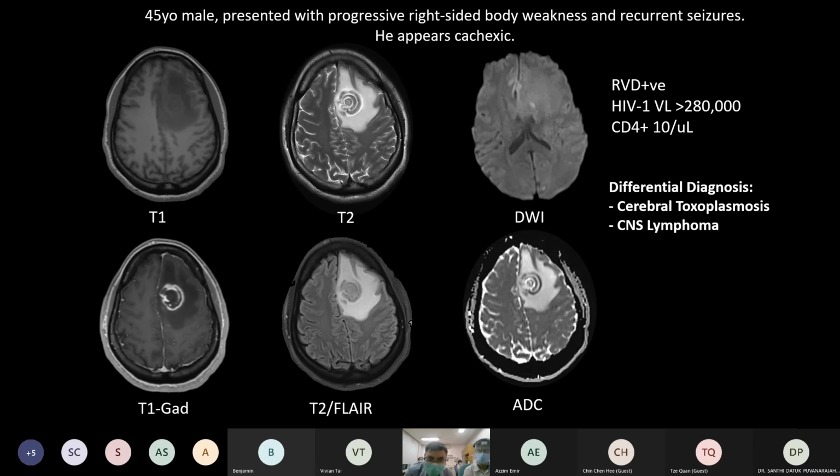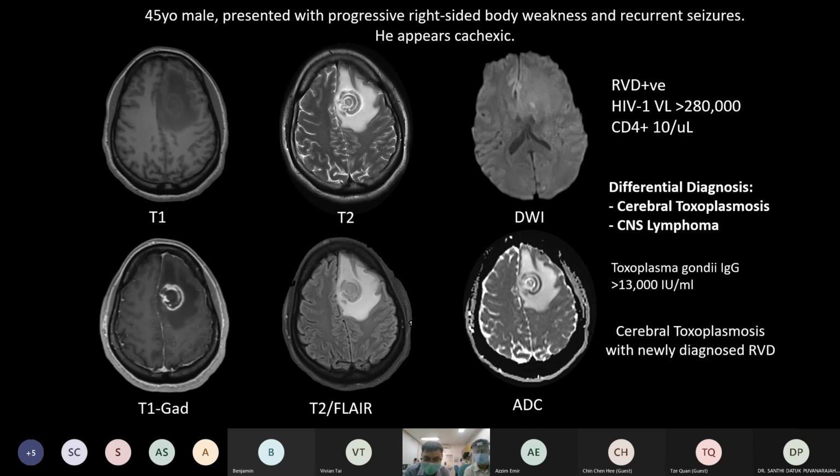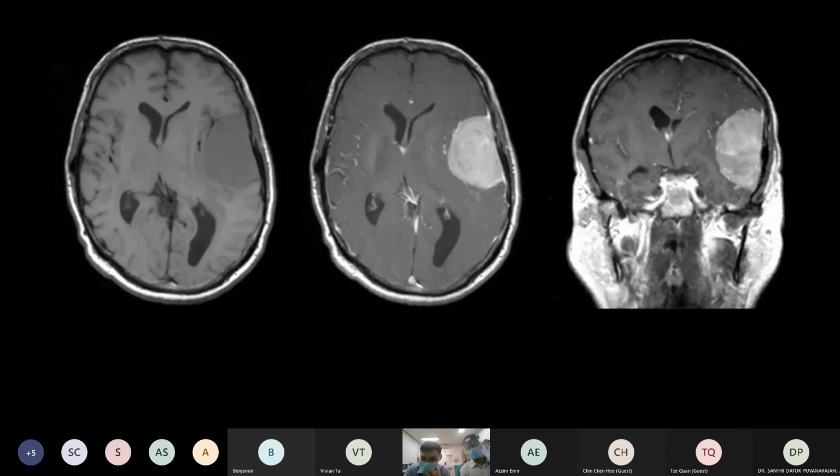Because they sometimes can appear similar. Okay, so consequently, you found that toxoplasma IgG is very highly elevated. So this patient, as Vivian correctly pointed out, is a cerebral toxoplasmosis with newly diagnosed HIV. So I'm just going to go through very fast, and then we'll put out everything because the time is quite short.